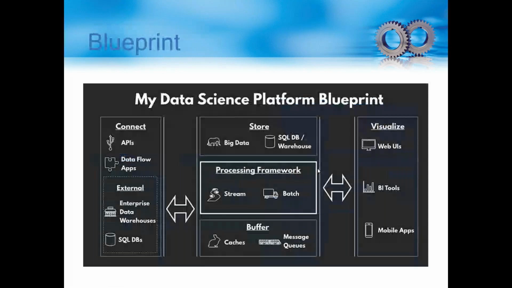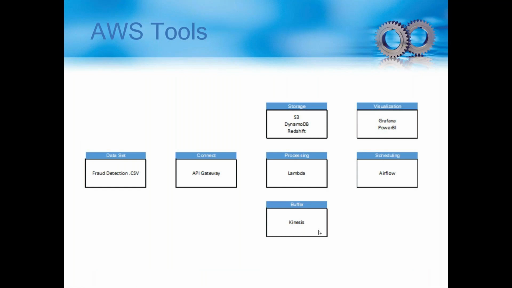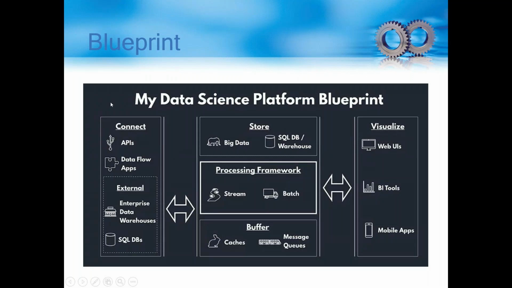Now, in the buffer area, once you extract the data and need to process it, the data needs to be stored temporarily in one location. That is in the form of a buffer, in the form of caches and message queues. For that, in AWS, we have a tool called Kinesis. Kinesis is used to store the data in a buffer. So these are the three layers in this storage stage. This is the connect stage, the storage stage, and the visualization stage.